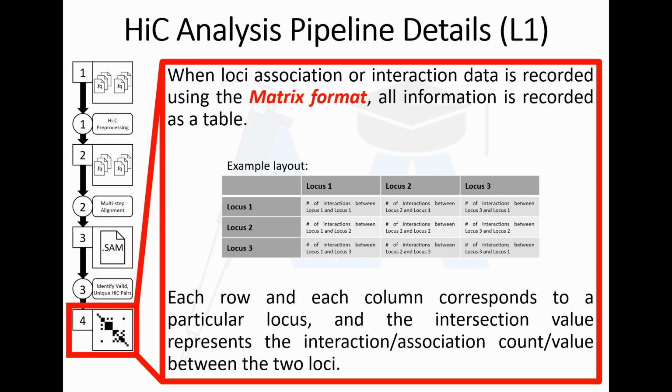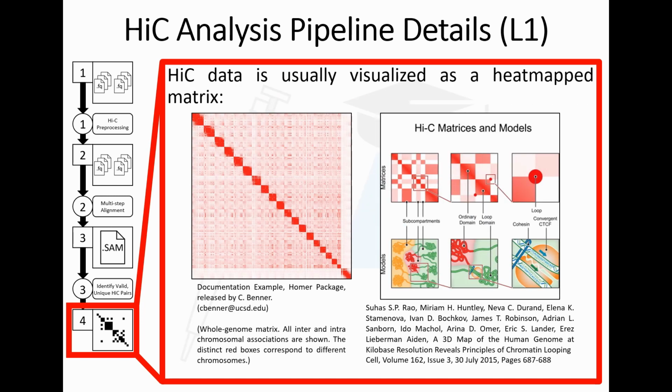So we know how the data files work, but how is it visualized in a way which people can make sense of? Well, HiC data is usually visualized as a heat-mapped matrix. On the left, we have a heat map of the interloci interactions across the whole genome for mice.